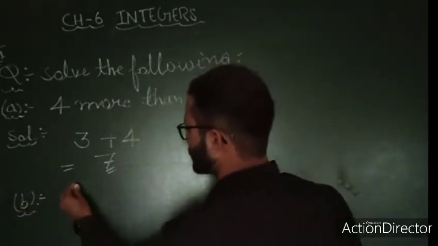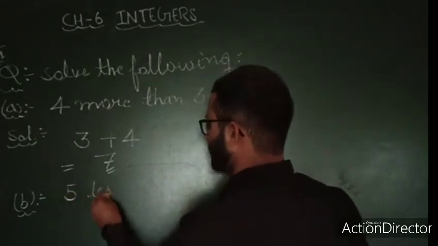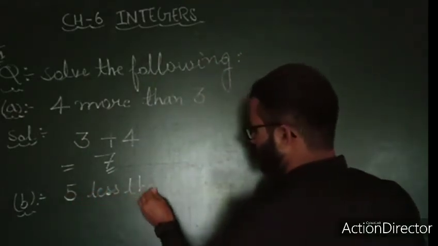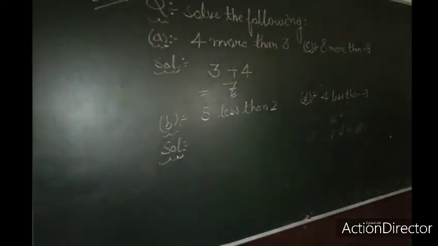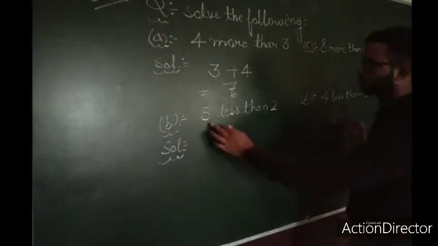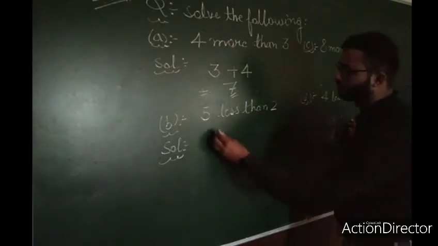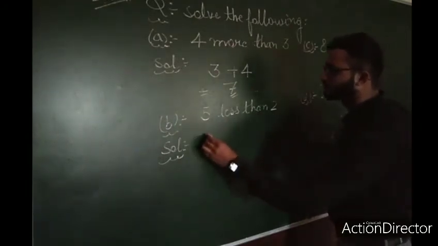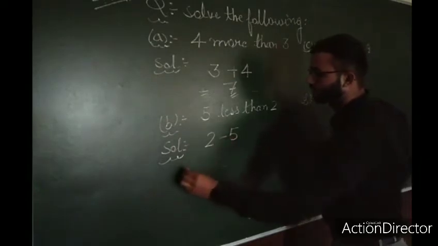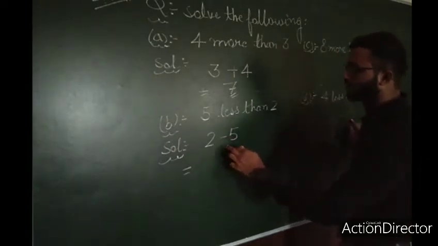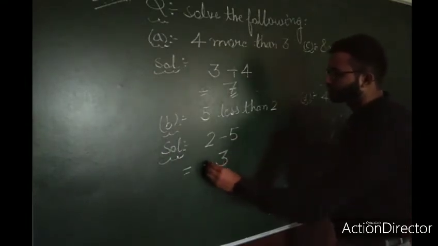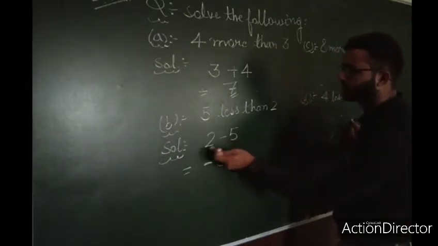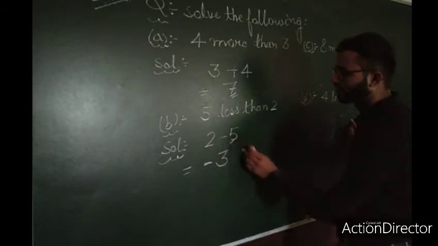5 less than 2. So here we write 5 less than 2 means 2 minus 5. And when we subtract 5 and 2, we get 3. And here we put a negative symbol with 3, because 5 is greater as compared to 2 and 5 has the negative symbol.